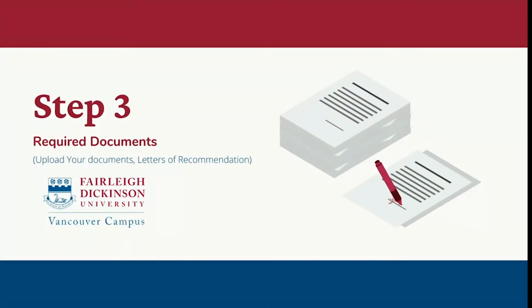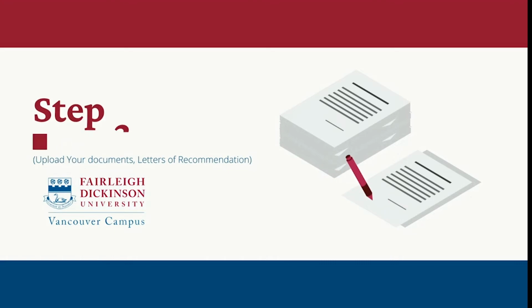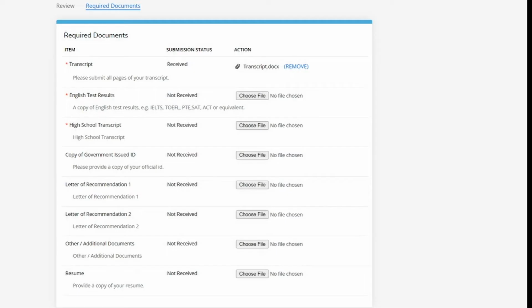After you have submitted your application, now it's time to submit your required documents. Step 3. Required documents. In this step, we show you how to upload your documents and letters of recommendation. Required documents will be marked with a red asterisk, but you can also add any additional documents that you think can help with your application. You need to upload academic transcripts from every school that you reported in your education history in the original language and include a translation if the transcript is not in English.